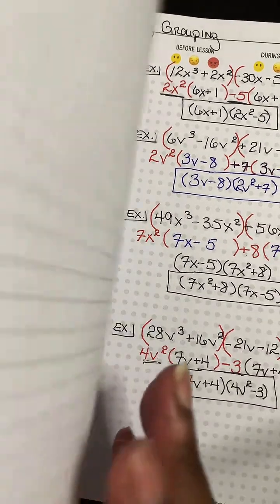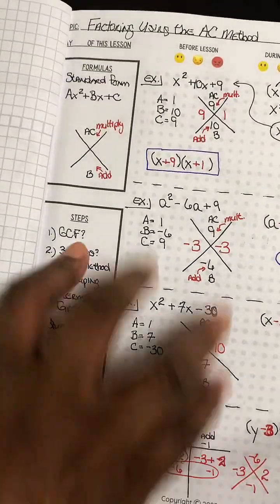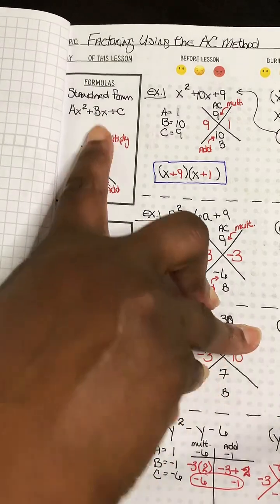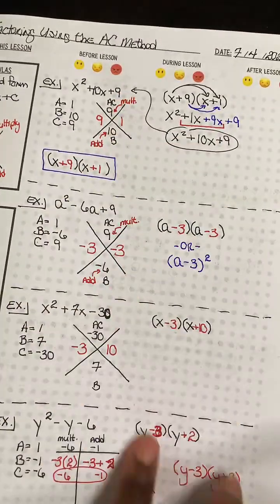Because right now we're on book 5, so there's not a whole heck of a lot. This one we did the AC method. We just had the standard form and a couple of steps. And what you can do is just break down some of the problems on one side as well as the other.